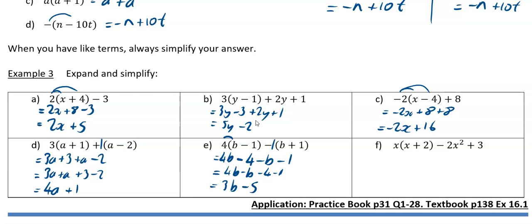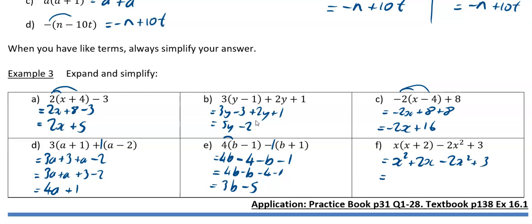For this last example, x times x, use your indices. x to the power of 1 times x to the power of 1, add the powers, that gives you x squared. And x times 2 is going to be 2 lots of x. And then, oh, we don't have another bracket. It's actually a wee bit easier, this one. It's just 2x squared plus 3.